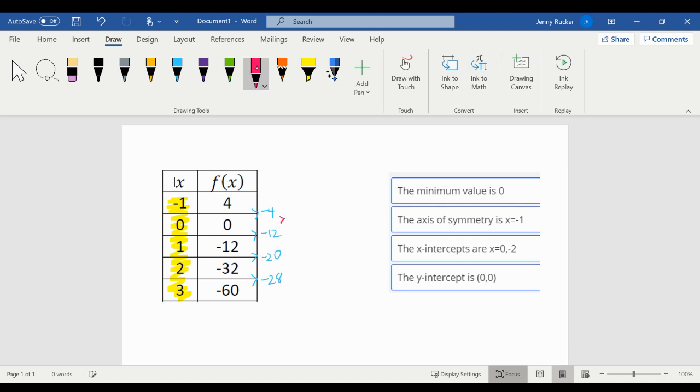Let's look at our second difference. Negative 4 to negative 12 is minus 8. Negative 12 to negative 20 is minus 8. Negative 20 to negative 28 is minus 8. We can conclude that this is a quadratic function with a second difference of minus 8. Now that we know that, let's take a look at our statements to see which ones are true.